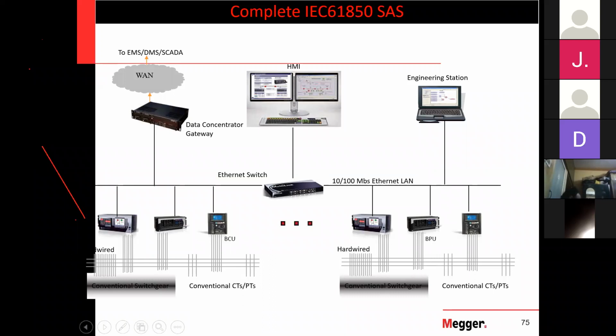These are the numerical relays which you see down. This is conventional CTPT switchgear isolator breaker, hardwired copper cable coming here. From here it is connected to the switch. From the switch it is connected to the SCADA system and engineering workstation, like this.